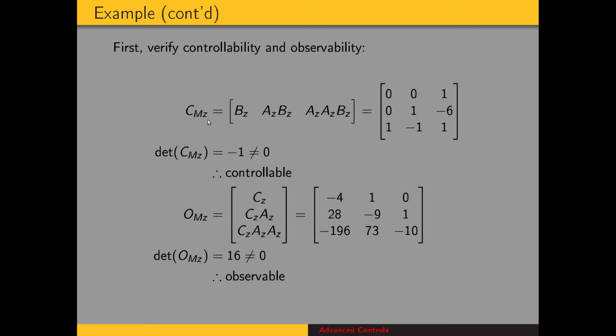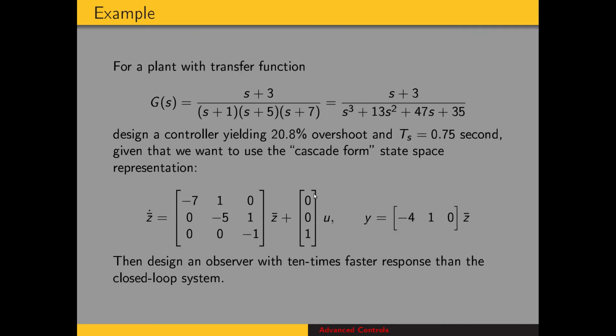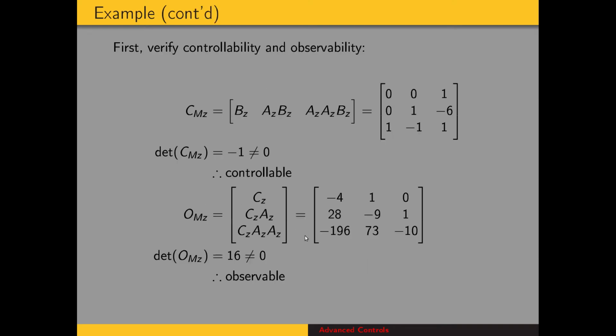Here is the controllability matrix for the cascade form. So we've got the first column is B, the next column is A times B, and then A squared times B. And the determinant of that matrix is -1, which is not equal to 0, so it's full rank and we have a controllable system. The observability matrix is given by this equation.